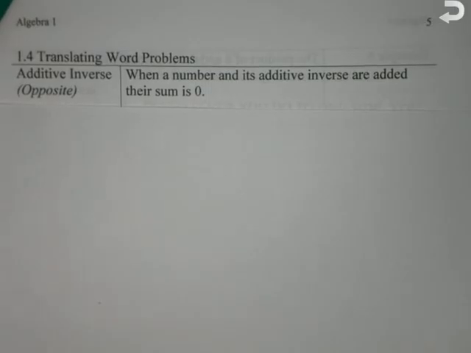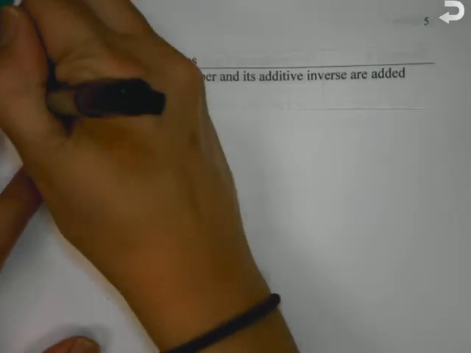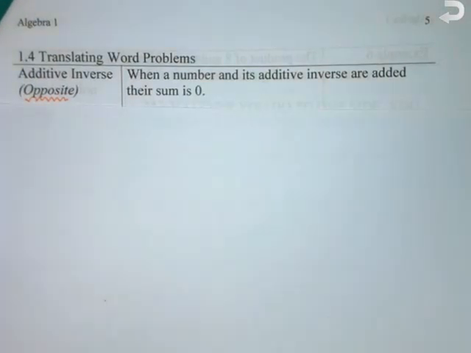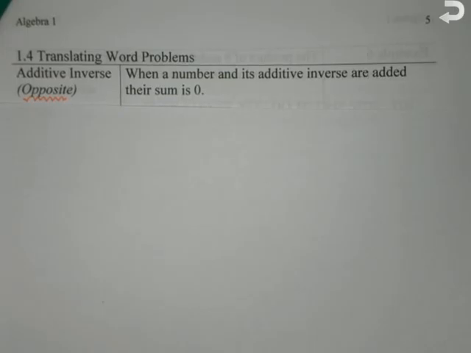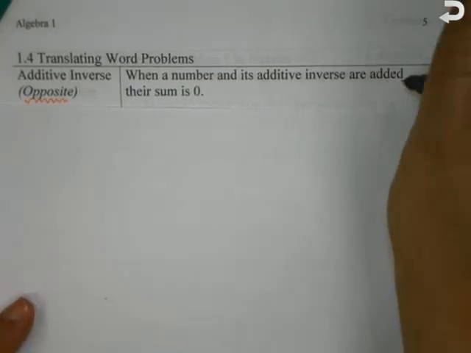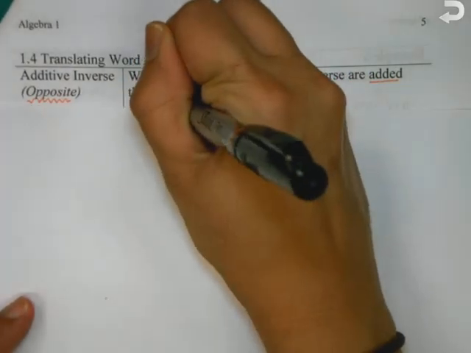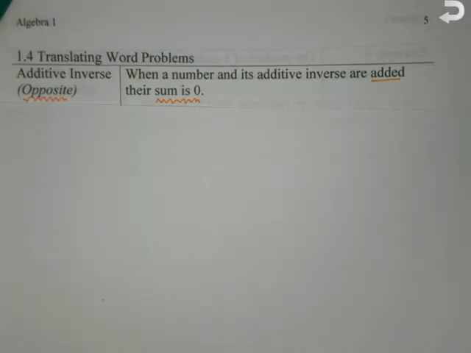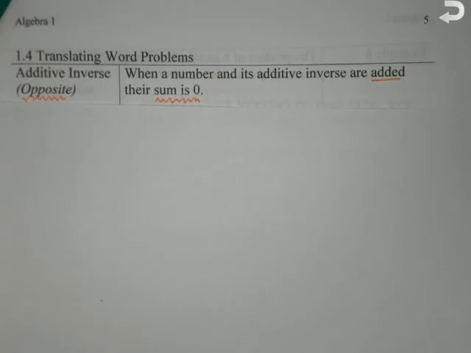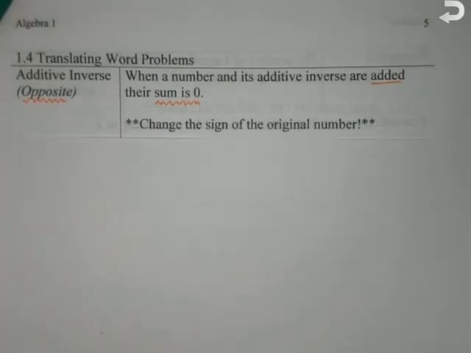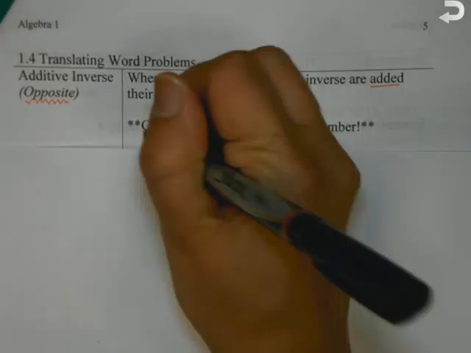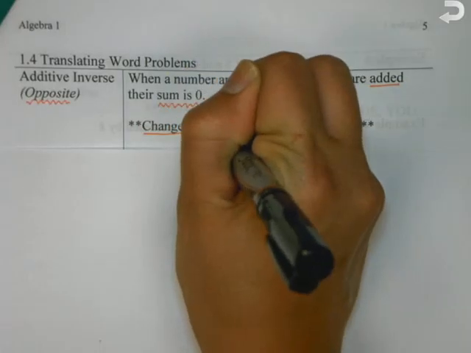First definition is additive inverse. And another term for that is opposite. Okay? Definition is when a number and its additive inverse are added, their sum is 0. So when we add the two numbers, their sum is 0. Okay, so the trick for that is to just change the sign of the original number. So we're just going to change the sign.